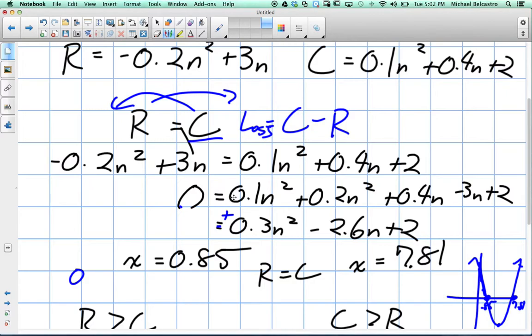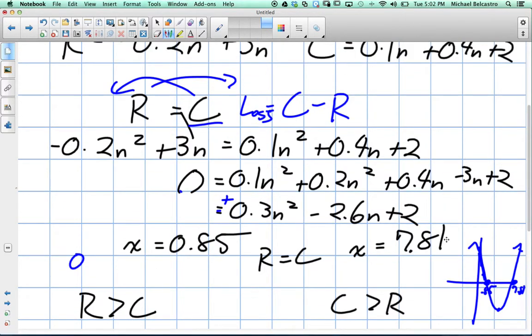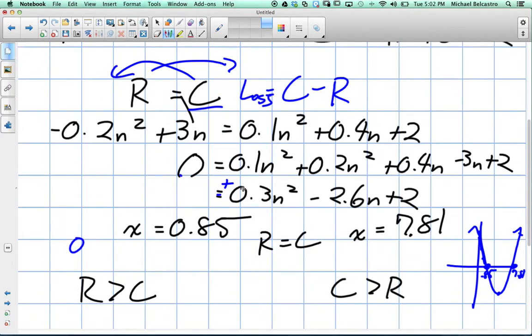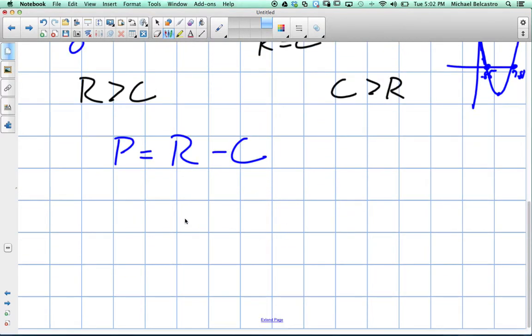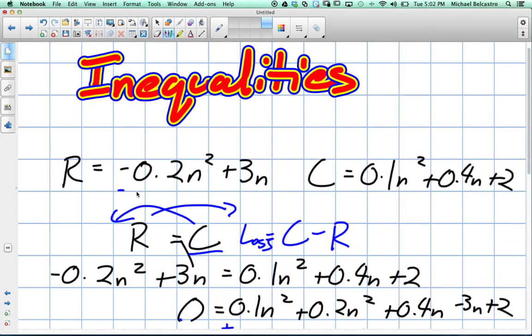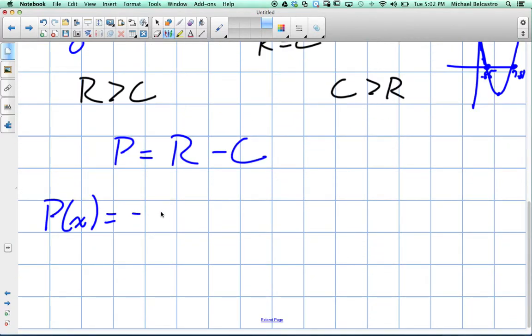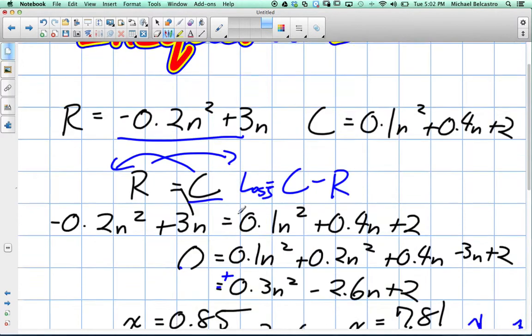And our profit function, which makes sense, because when we do that, we're going to actually get a downwards facing parabola. So let's do it the opposite way. We did kind of a loss function. I guess I should have set it up a little nicer. So let's do it the other way. Our profit function, so P at x, is equal to the revenue function, which was here, negative 0.2 n squared plus 3n.